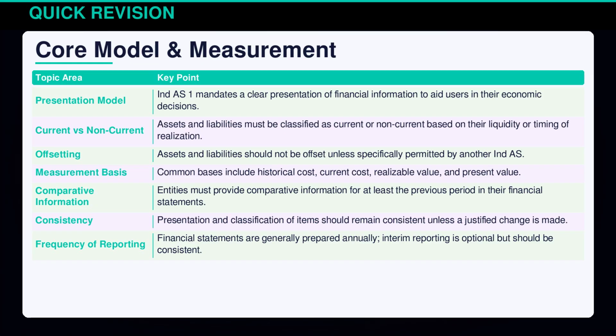The presentation model under Indian Accounting Standard 1 requires clarity in financial statements to guide economic decisions. Classifying assets and liabilities as current or non-current is vital. Offsetting is a no-go unless another standard says so. Historical cost, current cost, and others define measurement.